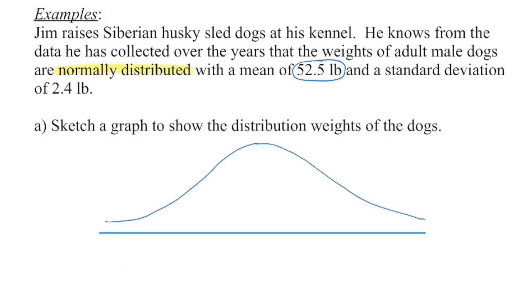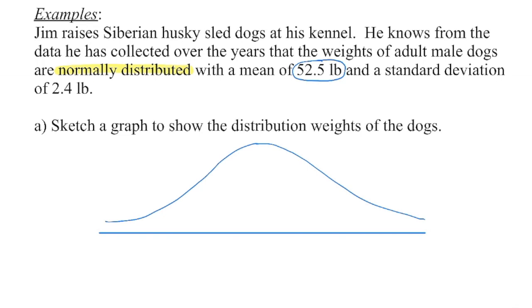Our first question, it tells us that Jim is raising Siberian Husky dogs and the data of their weights is normally distributed. As soon as you see that it's normally distributed, you know you need to draw a bell curve. It's not always going to tell you draw a bell curve, but you know that's what you need to do to solve the problem. The mean that they give us is 52.5 pounds. Now when you draw this, make sure you do not touch at either end and try to get it as symmetrical as possible.